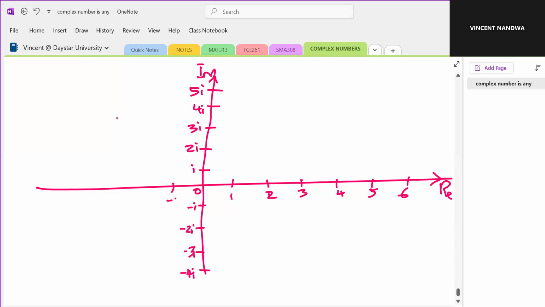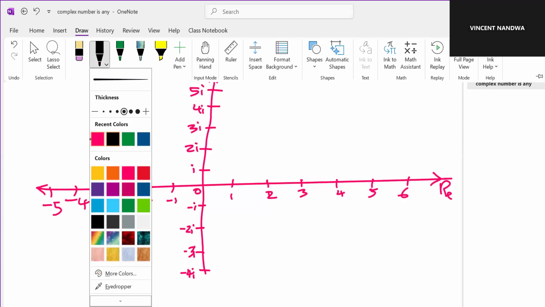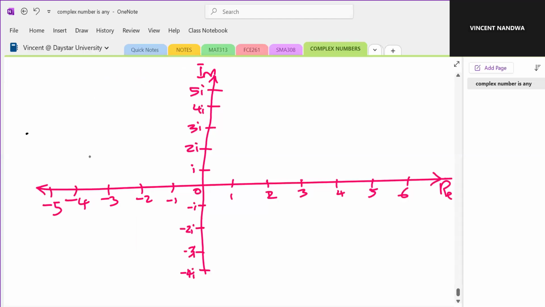Then we have negative 1, negative 2, negative 3, negative 4, negative 5. So Z was given by 3 minus 4i. So 3 on the real axis, minus 4i on the imaginary axis. This way I have minus 4, and this way I have 3. So this number will be here. So this way I have Z.